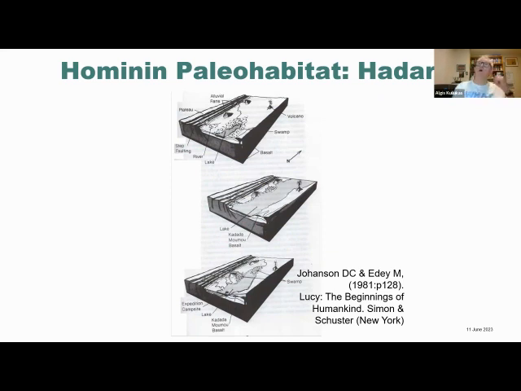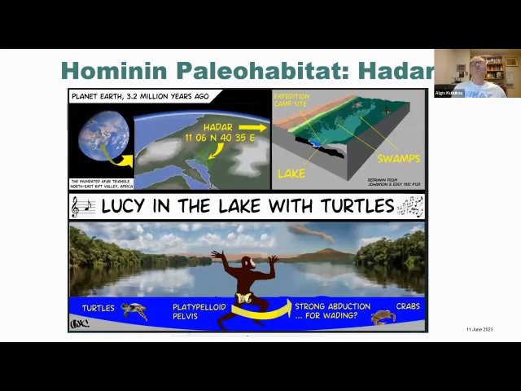So you know why Lucy got its name, right? The Beatles song, Lucy in the Sky with Diamonds. But we should really start singing a different song here. Are you all ready? Lucy in the lake with turtles. That's what we should be singing, right? It was discovered with turtles and crabs and crocodiles. And I think that makes much more sense.